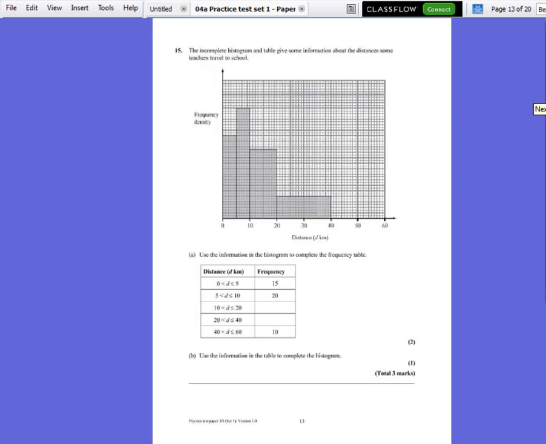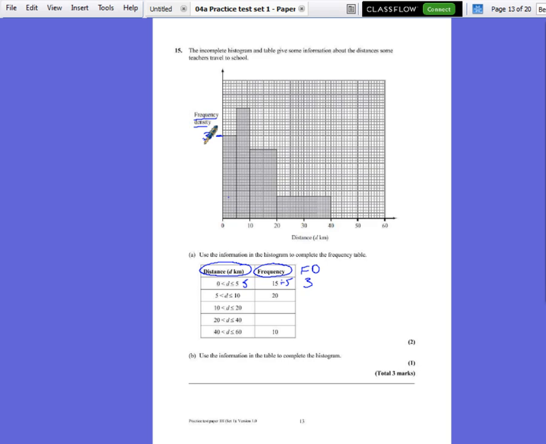Question 15. The incomplete histogram table gives information about the distances some teachers travel to school. Complete the histogram. So to complete the histogram, we need to work out the frequency density because we've not got a scale on the side here. So if we look at the first bar and the first point in the table, they are both filled in for us. So this one is 5 wide, and to work out the frequency density, we do the frequency divided by the class width. So 15 divided by 5 would give us 3 for the frequency density of the first one. So this one has got a height of 3.